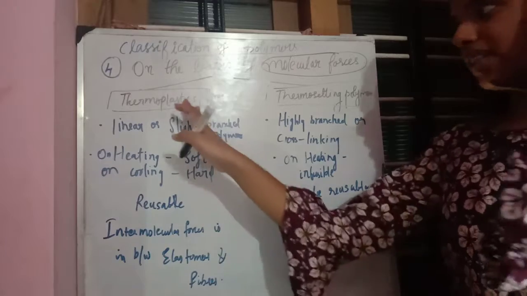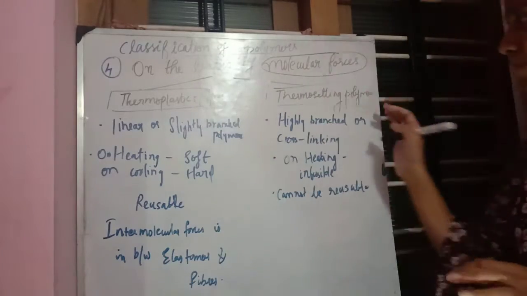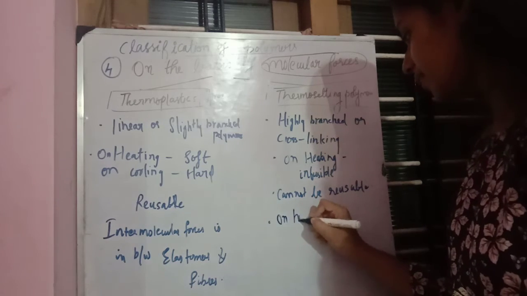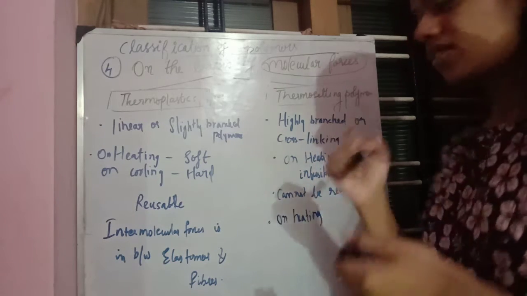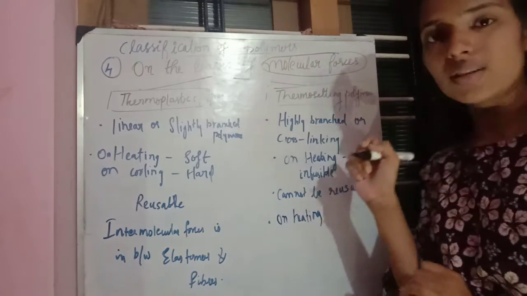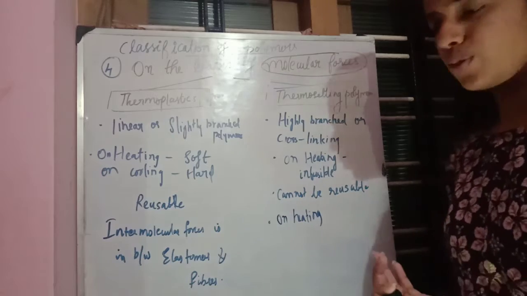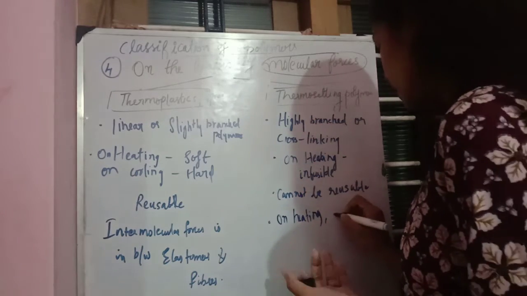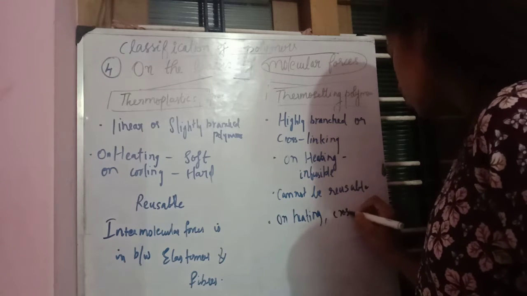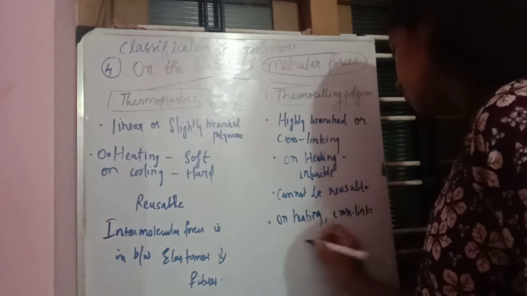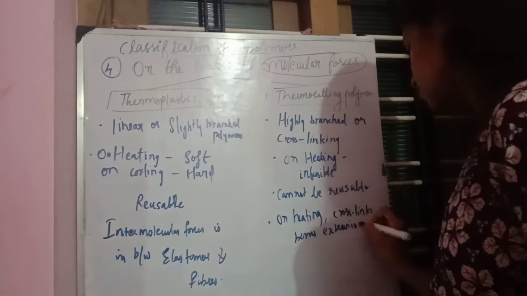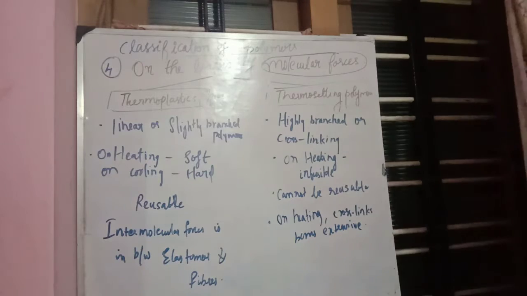That is thermoplastic. Now, thermosetting plastic: there are cross-links between the polymer chains in thermosetting plastic. When we heat thermosetting plastic, the cross-links become more extensive. Remember this point also.